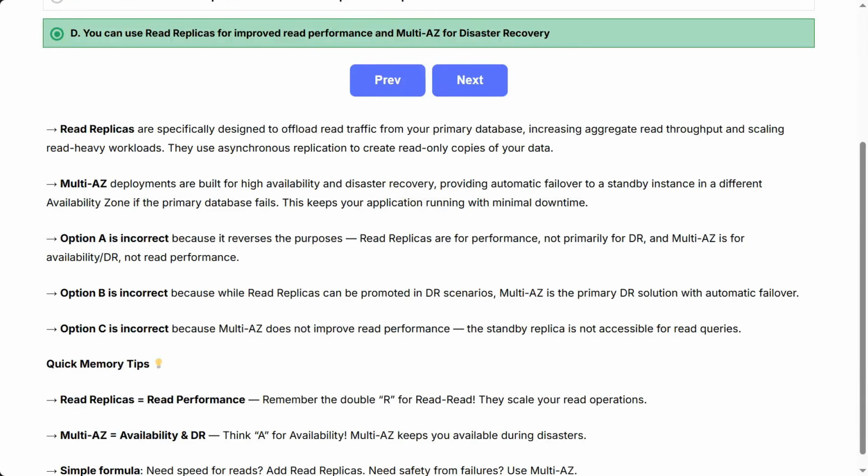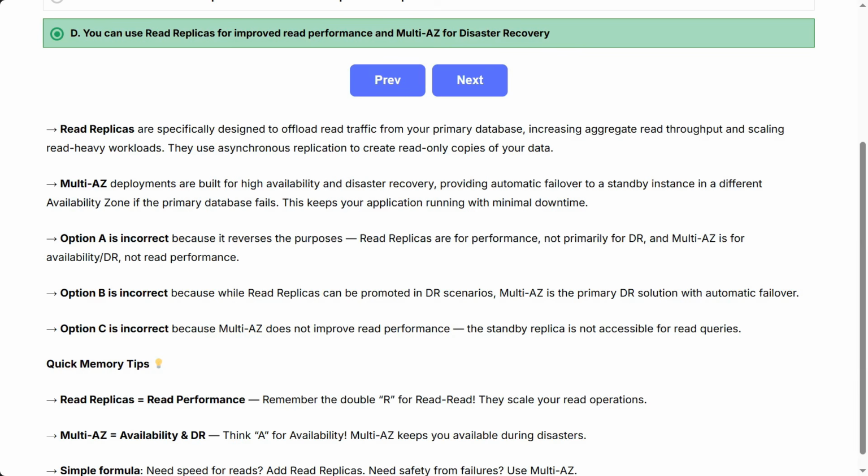Read replicas are specifically designed to offload read traffic from your primary database, increasing aggregate read throughput and scaling read-heavy workloads. They use asynchronous replication to create read-only copies of your data. Multi-AZ deployments are built for high availability and disaster recovery, providing automatic failover to a standby instance in a different availability zone if the primary database fails. This keeps your application running with minimal downtime.